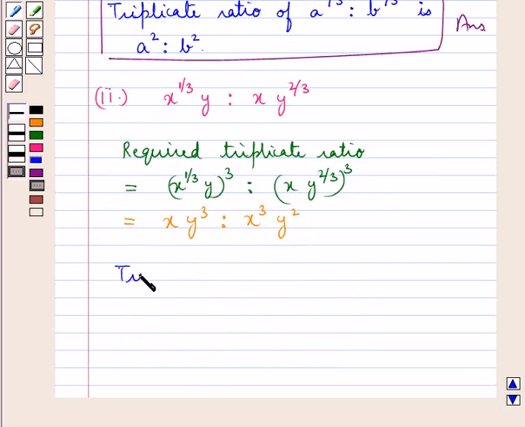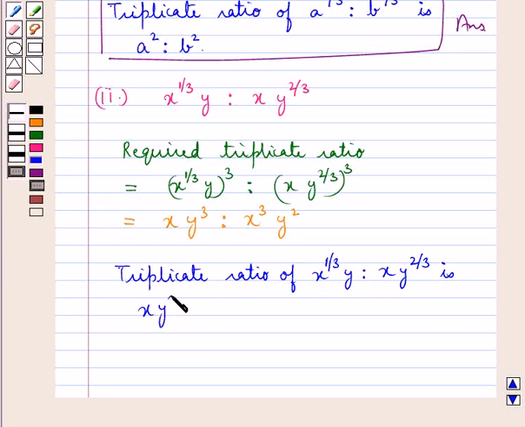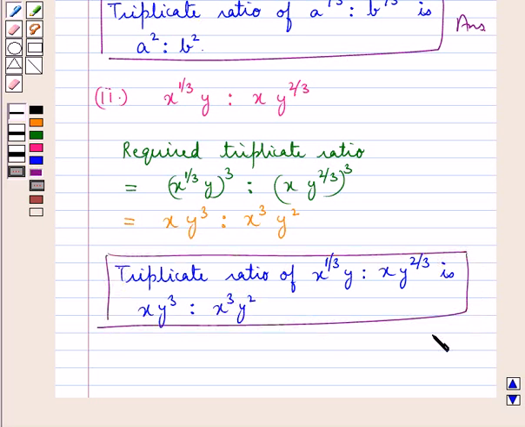So we say triplicate ratio of x to the power 1 upon 3 into y is to x into y to the power 2 upon 3 is x into y cube is to x cube into y square. So this is the answer for the second part of the question.